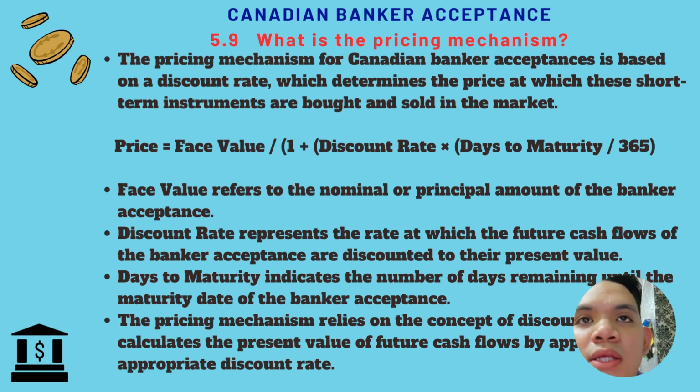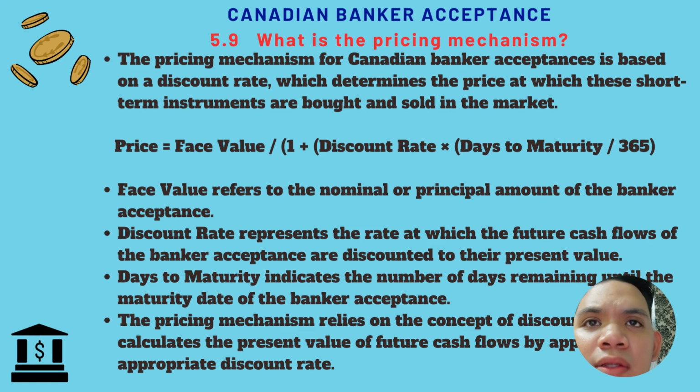Okay, next, what is the pricing mechanism? The pricing mechanism for Canadian banker acceptance is based on a discount rate, which determines the price at which these short-term instruments are bought and sold in the market. Price is equal to face value divided by 1 plus discount rate multiplied by days to maturity per 365.